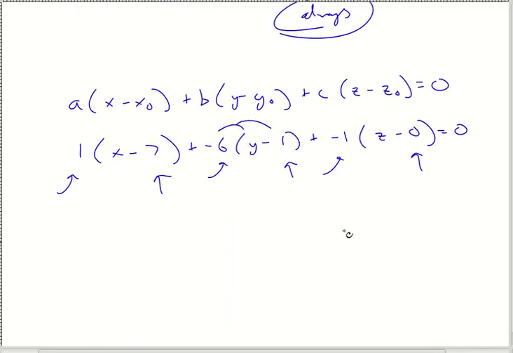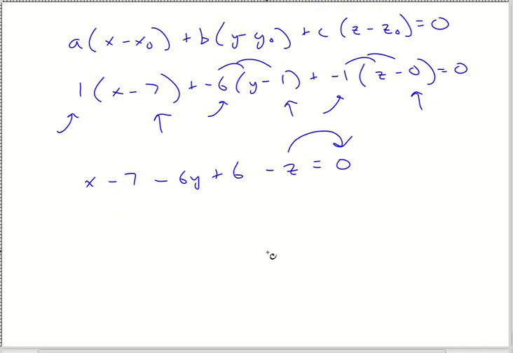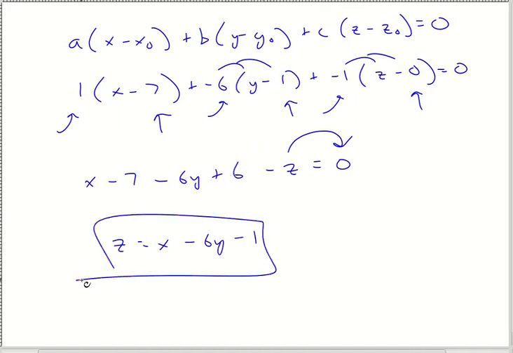Simplify. So distribute this guy, distribute that guy. x minus 7, minus 6y, 2 negatives make a positive 6, minus z equals 0. Often they're going to want it not equal to 0, but they're going to want z equals. So go ahead and move that over. That's an always. Just go ahead and move it over always. And so then we have z is equal to x minus 6y. Combine like terms to make a minus 1. And there is your plane equation.